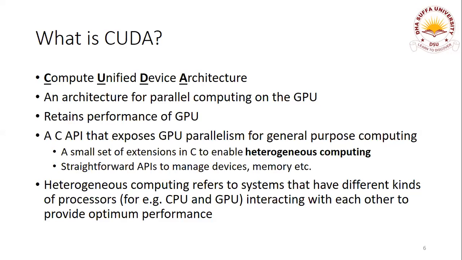And I have discussed what is basically heterogeneous computing. Heterogeneous computing refers to systems that have different kinds of processors, CPU and GPU, that interact with each other to provide optimum performance. We are going to see in later slides how the CPU takes control, how it delegates a task to the GPU, how the GPU performs the task and gives back the control to the CPU. This whole cycle we are going to see today. A very brief introduction to this whole process, and let's move on.